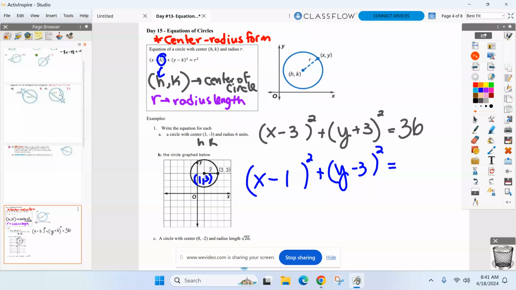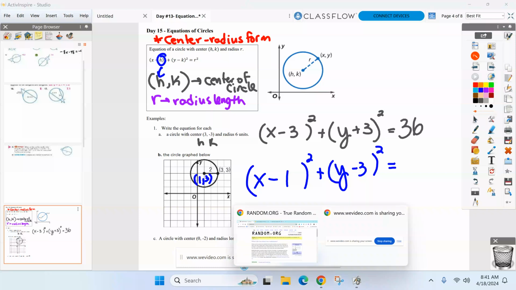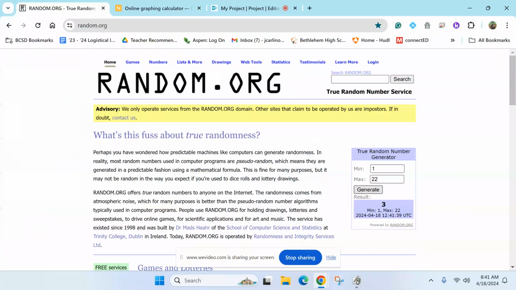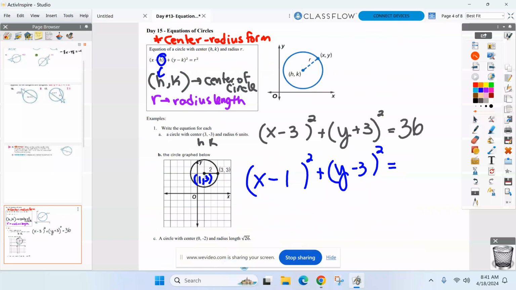All right, I don't want to plug a 2 there. 2 is not r squared. What's the r squared value? Oh, there we go, Stellan. 4. So I want to see a 4 there.